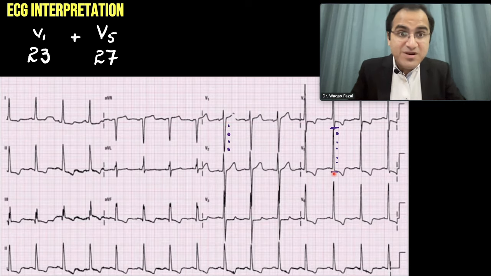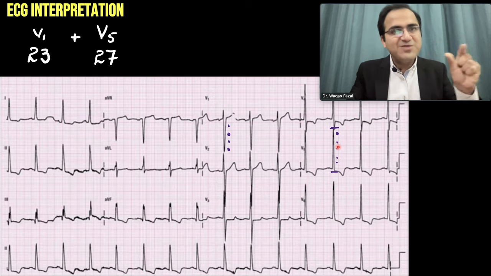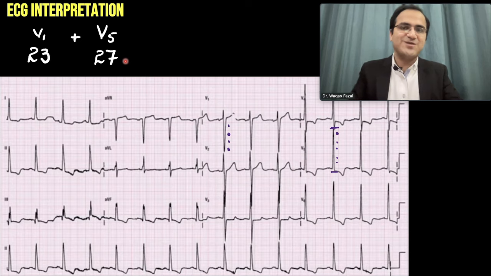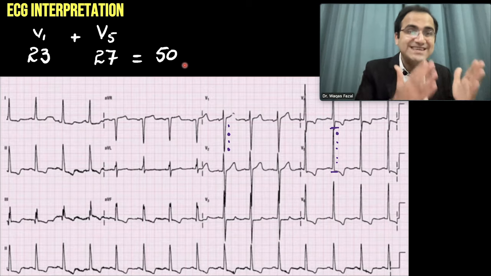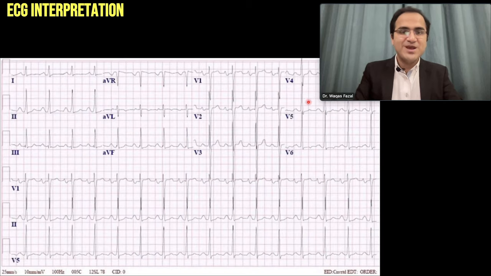Now let's calculate the number of large boxes in the R wave. We have 1, 2, 3, 4, 5, slightly more than 5. So 5 multiplied by 5, each large box is equal to 5 millimeter. 5 multiplied by 5 is 25, we'll give 2 more for this extra, so that is 27. So the size of S wave in V1 is 23, size of R wave in V5 is 27. And the sum is more than 35, which indicates that there is left ventricular hypertrophy. That is the Sokolow-Lyon criteria.